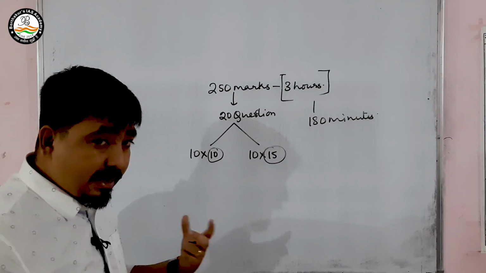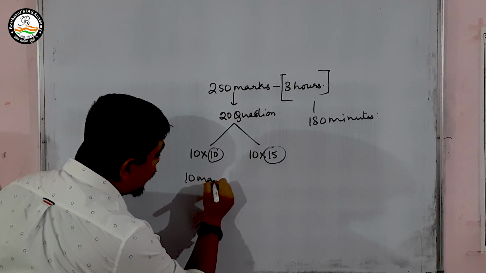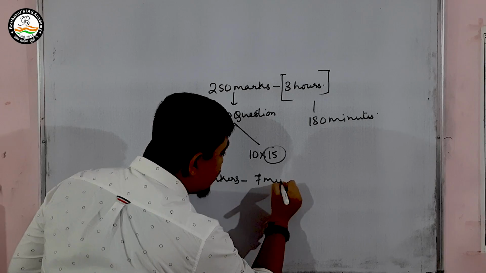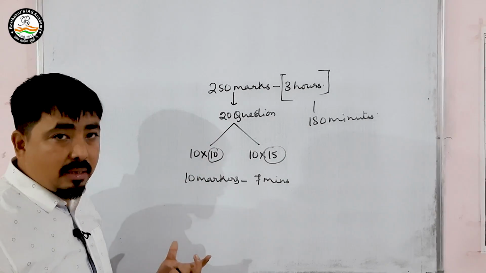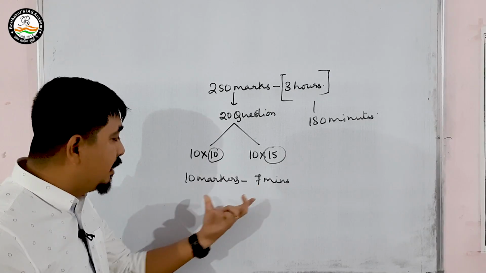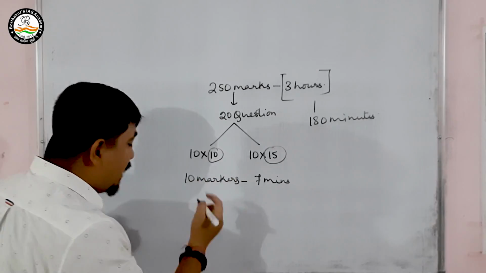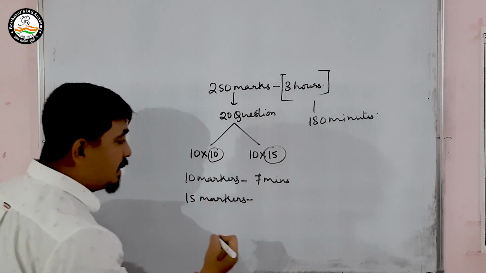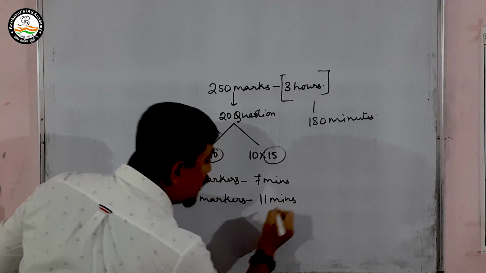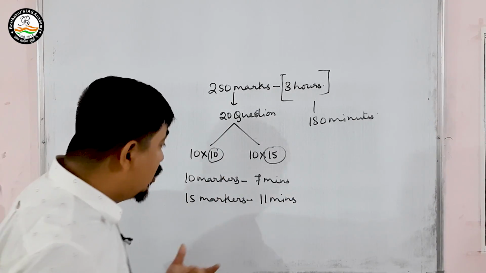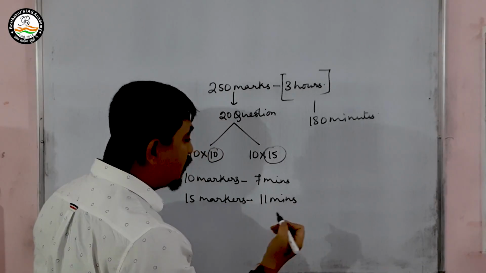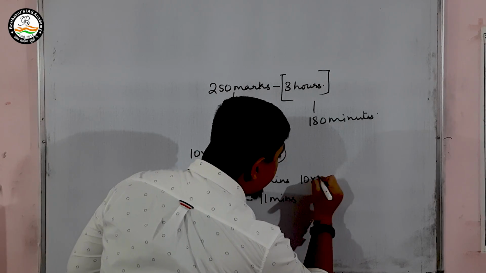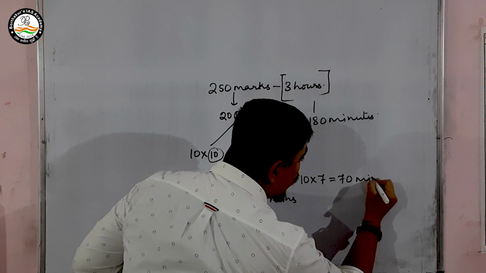So what we suggest is that for a 10 marker question, it is better if you write your answer within 7 minutes or below 7 minutes. This is a suggested time frame to complete your 10 marker question. And for a 15 marker question, it is suggested that you complete your answer within 11 minutes or below 11 minutes. When you give 7 minutes to each question, your 10 marker questions will take around 70 minutes to complete.